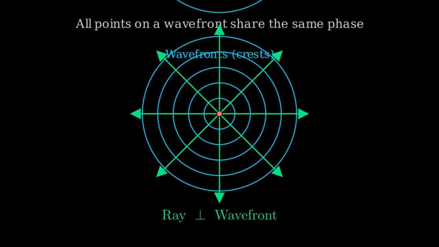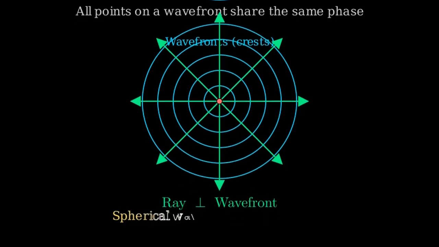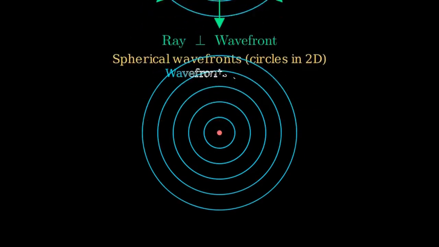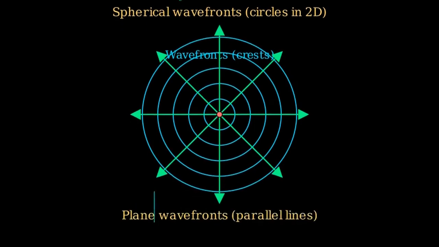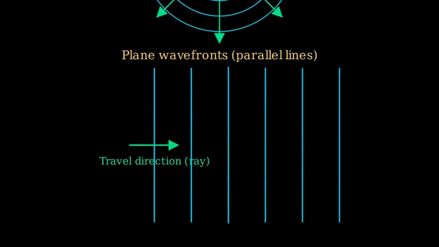Wavefronts come in common shapes depending on the source. Spherical wavefronts appear when waves radiate from a single point source, like a tiny bulb or a pebble in water. In our top view, they look like expanding circles. Plane wavefronts appear when the source is very far away. The huge curvature looks almost flat to us, so we draw them as parallel straight lines.